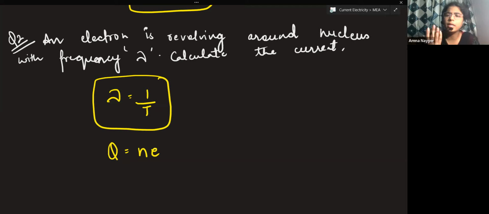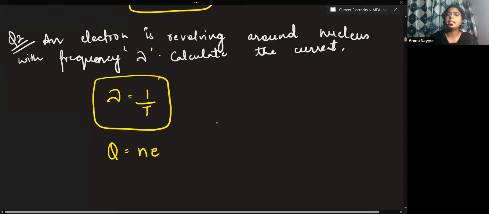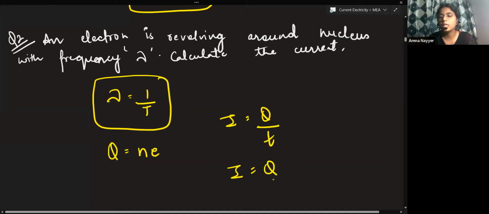But right now, since we are not given electric charge, we have to find out electric current. Electric current is what? Current is basically charge divided by time. Time can be written as what? 1 by time can be written as what? Frequency. So keeping Q as it is, 1 by T becomes frequency.